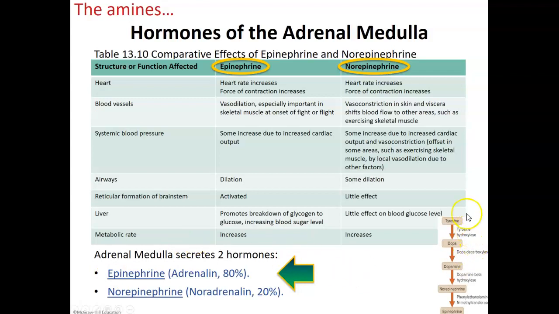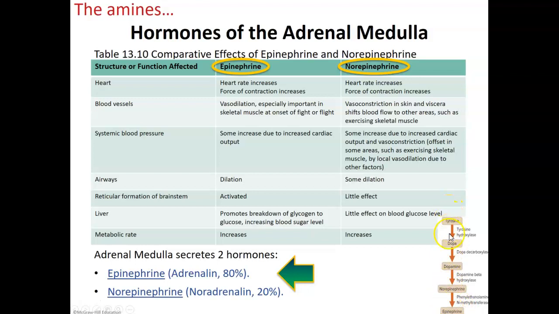All right, here's the conversion factor. I mentioned that the amines are all derived from one amino acid. That one amino acid is tyrosine. Tyrosine is converted to DOPA by an enzyme called tyrosine hydroxylase. DOPA is then converted to dopamine by an enzyme called DOPA decarboxylase. Dopamine gets converted to norepinephrine, and norepinephrine gets converted to epinephrine. You don't necessarily need to memorize the full cascade.